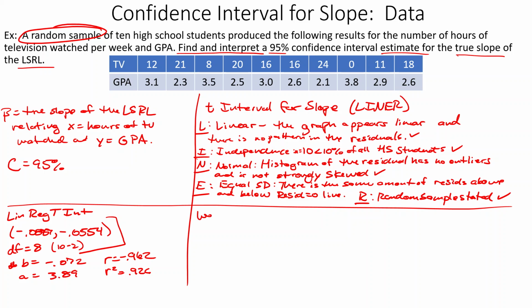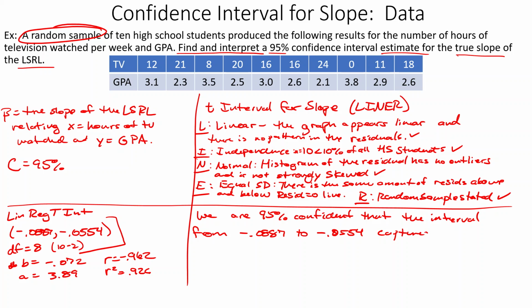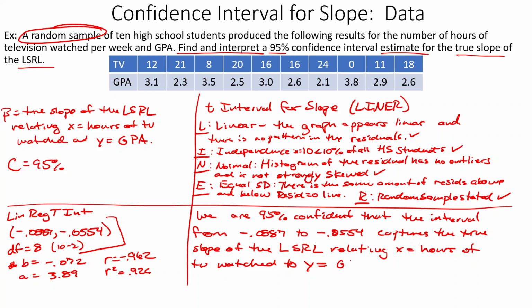So again, for confidence intervals, we are 95% confident that the interval from negative 0.0887 to negative 0.0554 captures the, so not true mean or true proportion anymore, now it's true slope of the, and then we can just go from here, the least squared regression line relating X, the number of hours of TV watched, to Y, which is the GPA.